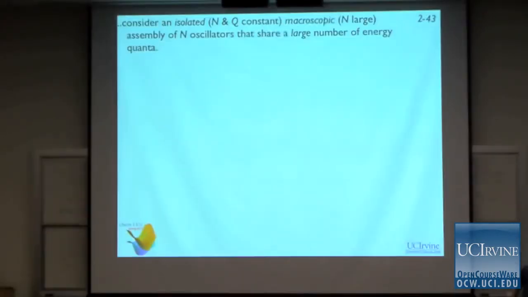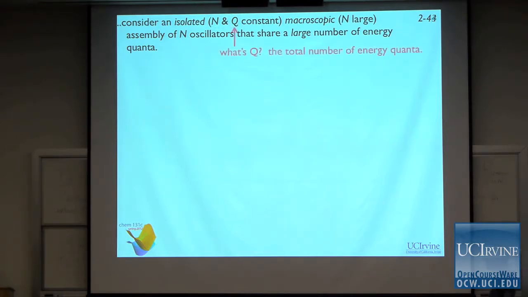Okay, so we're going to do this derivation. You ready? Consider an isolated system, in other words, the number of molecules is constant. Q, what's Q? Q is the total number of energy quanta in the system. So when I say isolated, I mean we're not going to change the number of particles. We're not going to change the amount of energy. We're going to leave that constant. Macroscopic, a large number of molecules.